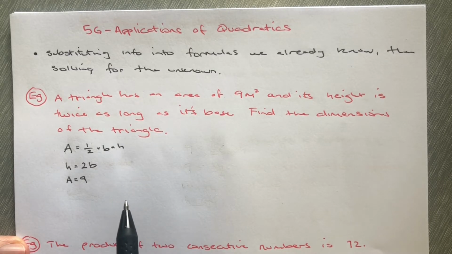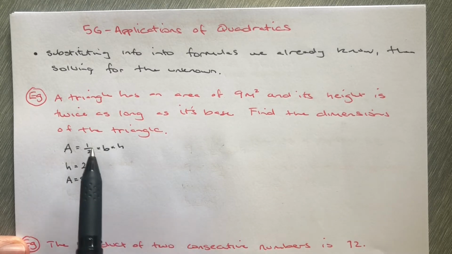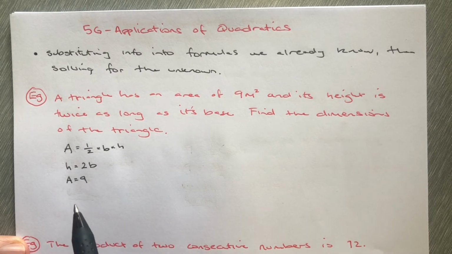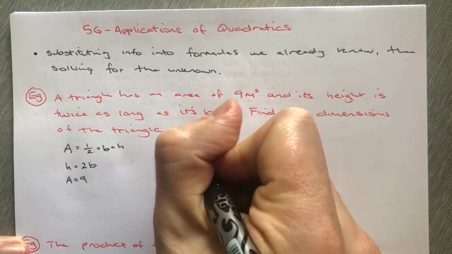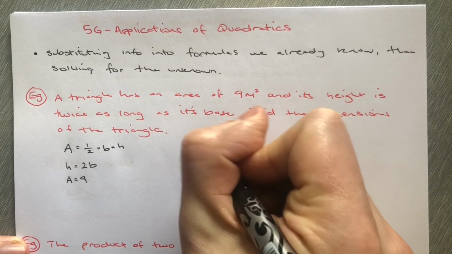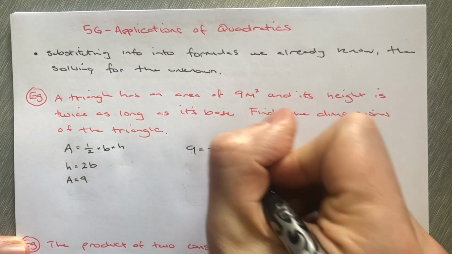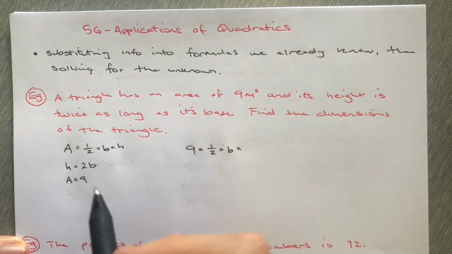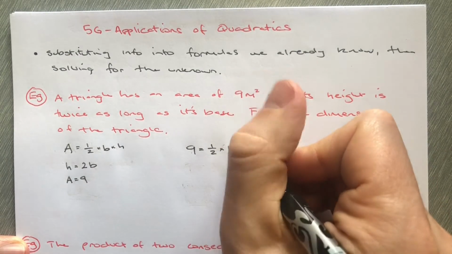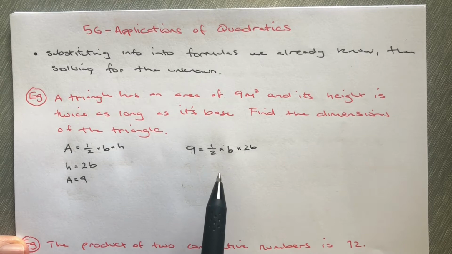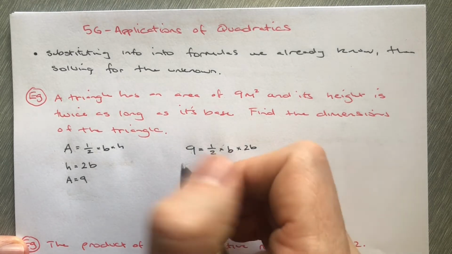But mainly what we're going to be doing is substitution. So I've got this formula here. I know that A is going to be 9 and H is going to be 2B. I just want to put that sort of stuff in there. So area of 9, half stays the same. B, it didn't say anything about B, so B can stay the same. And we have H as 2B. Okay, so we've substituted all that stuff in there. Let's see if we can simplify this now.